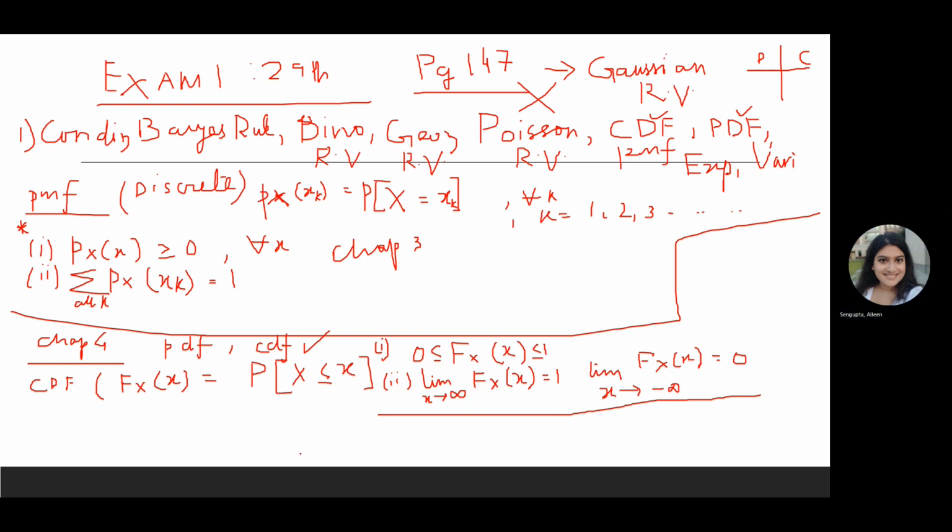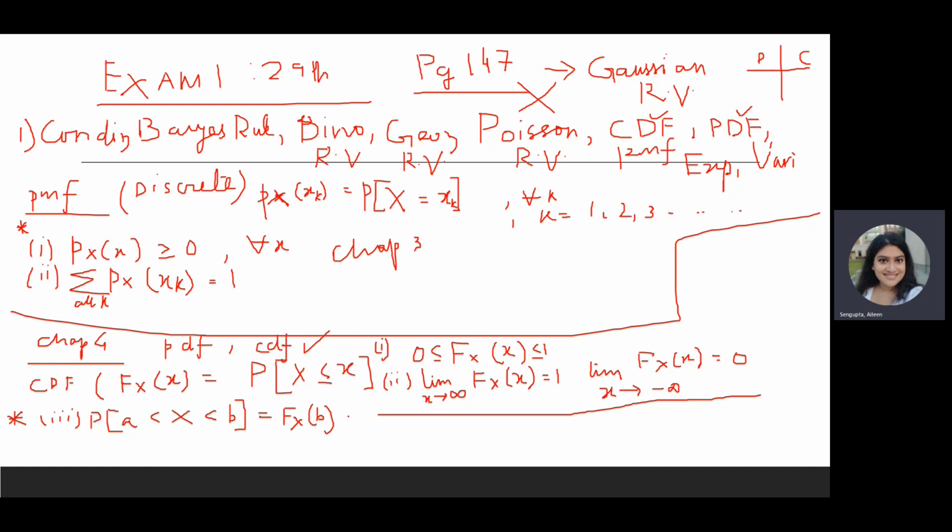And there are three other important properties, so I'm going to star mark these, which are important from the perspective of your numerical problems. There are many properties in your book, but I tend to summarize my properties based on the problems that I'm going to solve. So take values A and B, where the random variable lies between this specific range. How do you find the probability for this? You just take the CDF at the upper point and then subtract the CDF of the lower limit. That's how easy it is.